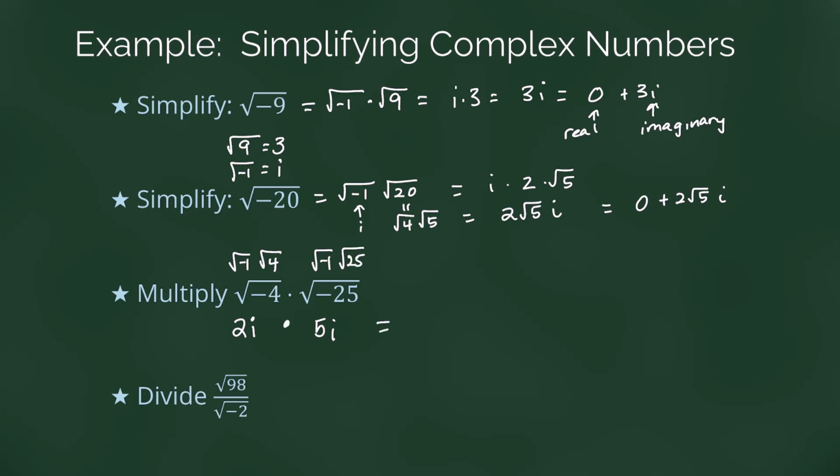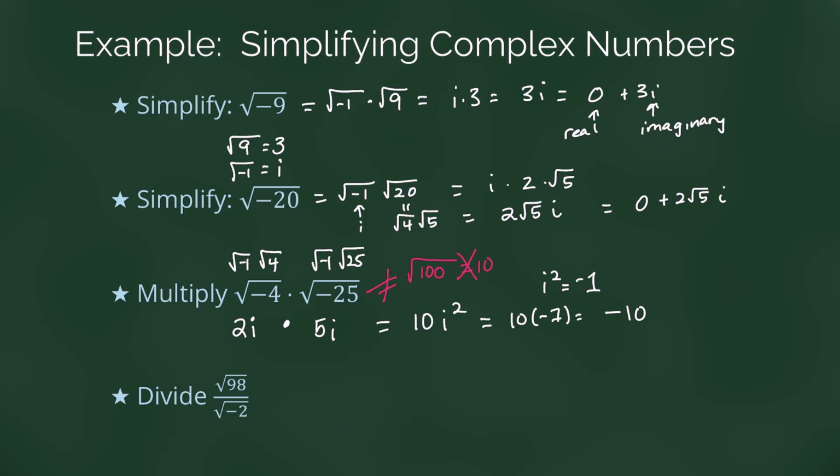When we multiply those together, we get 10i squared. Remember that i squared is equal to -1. So that means that this is the same as 10 times -1, which is -10. If we had just started by doing multiplication, so let me show you the wrong way to do this, if we had multiplied those together and gotten the square root of 100, we would have gotten +10, which is the wrong answer. So we have to simplify first and then multiply together.